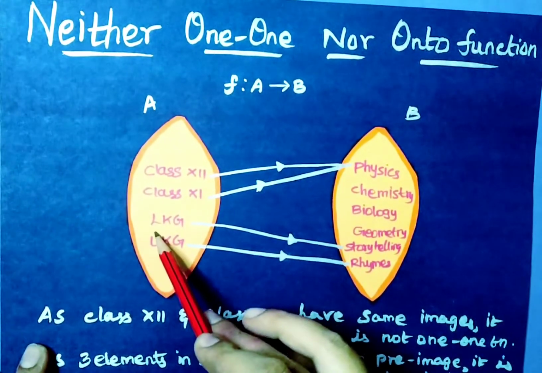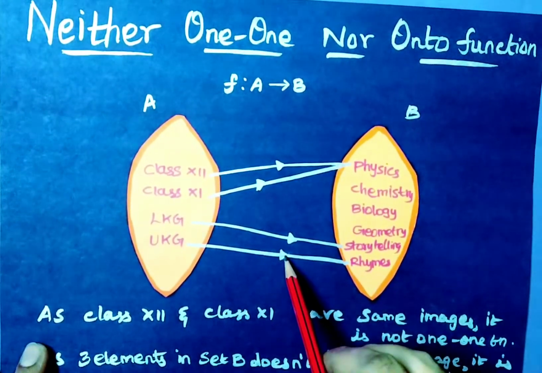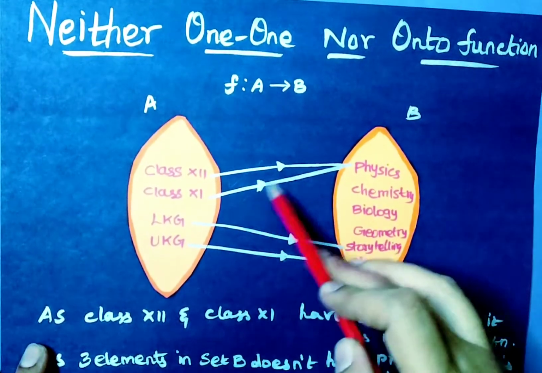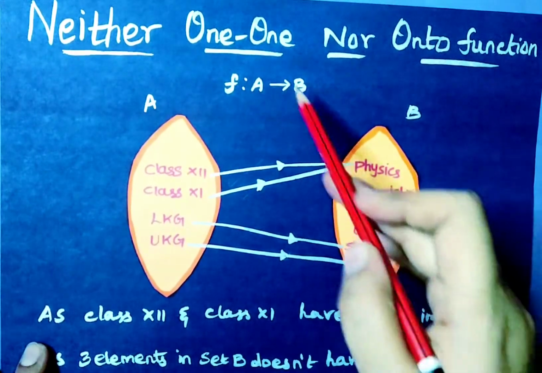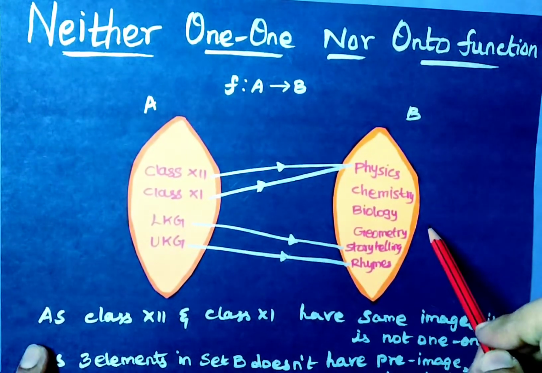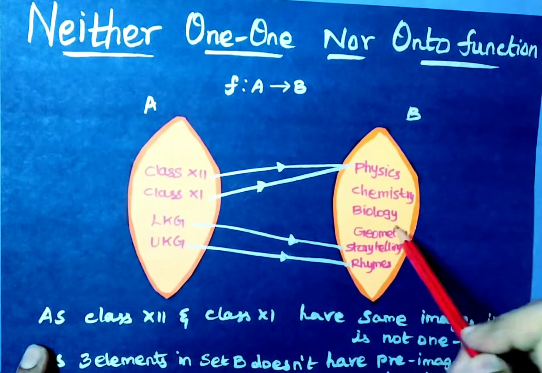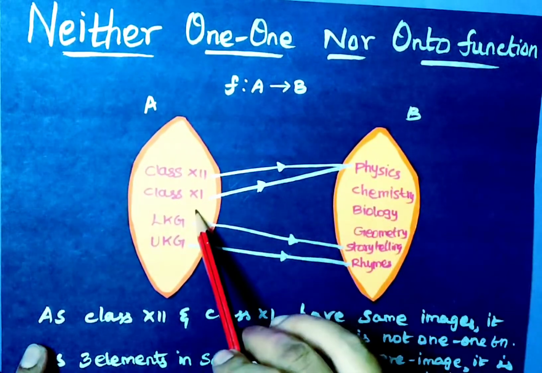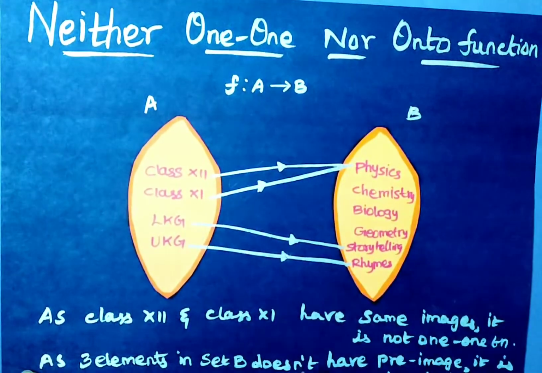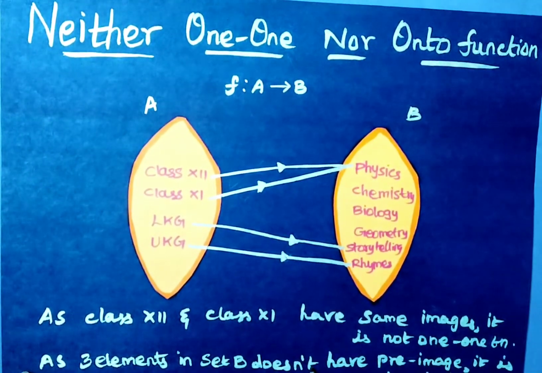For LKG and UKG, the elements from the domain have unique images. But if you check these two classes, 12 and 11, both have physics, that is, both have the same image. So it is not 1 to 1. And also, if you check the codomain, some elements have no images in set A. So it is not onto. So this is neither 1 to 1 nor onto.